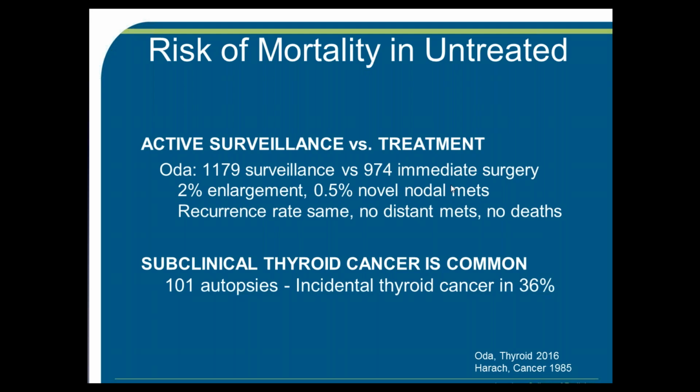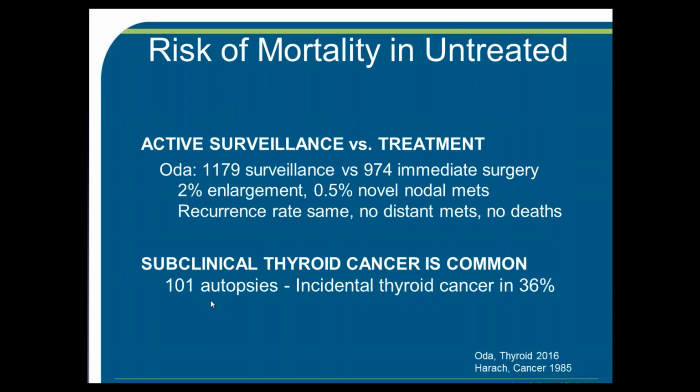These patients were observed for an average of 4 years, and over that time, of the people that had active surveillance, only 2% of them had enlargement of their malignancy, and only 0.5% developed new nodal metastases. The recurrence rate was the same between the active surveillance and the immediate surgery groups. No patients in either group had distant metastases, and no one died from thyroid cancer in either group. And because of this, these active surveillance programs are now being introduced in the United States.